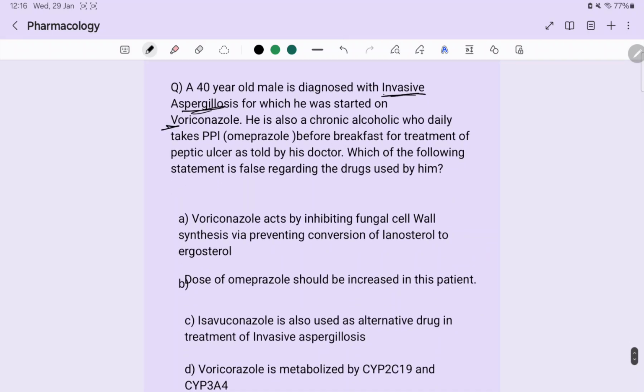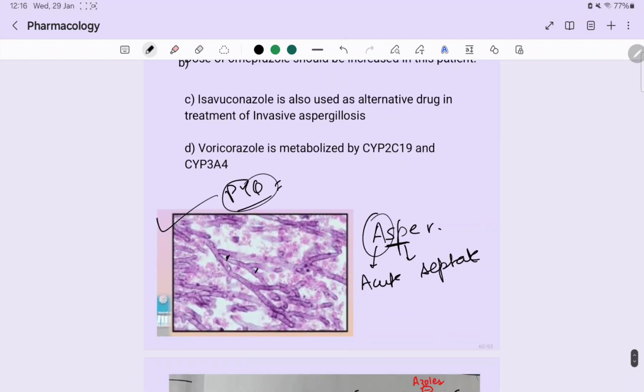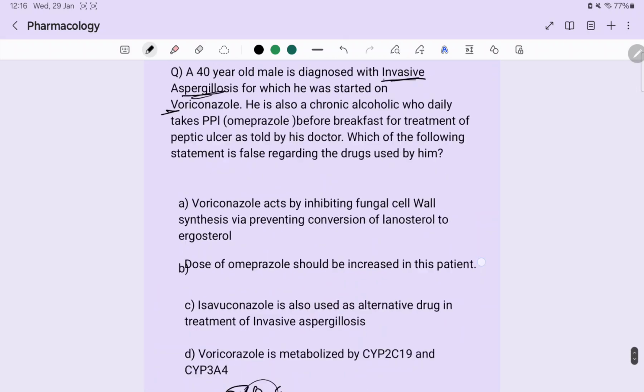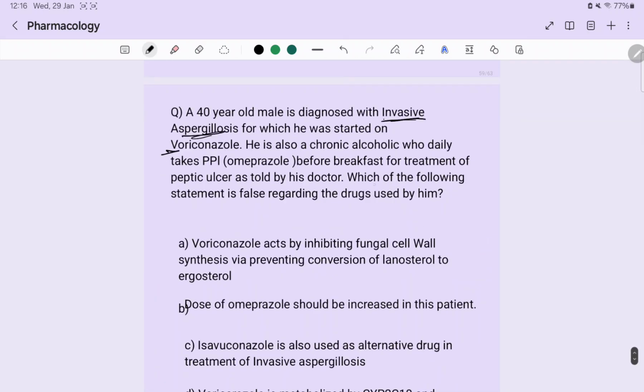Now he was started on voriconazole. So from this you know the drug of choice for invasive aspergillosis is voriconazole. I used to learn like A: if we invert A, it will look like a V. So the treatment is voriconazole. Now he is a chronic alcoholic, so increased risk of peptic ulcer. So the patient is now taking PPIs.